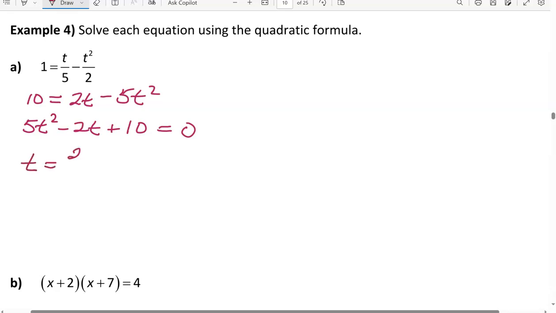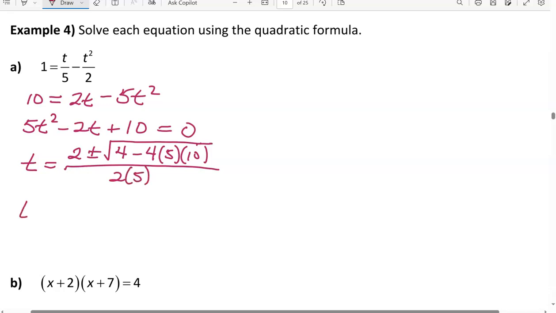So t is equal to the opposite of b plus or minus the square root of b squared. And I would suggest going ahead and doing the squaring in your head. Negative 2 squared is 4, minus 4 times a times c, all over 2 times a. Let's do a little simplification. Inside the radical, we have 4 minus 200, which is negative 196. And in the denominator, we have 10. So let's do a little bit more simplification.